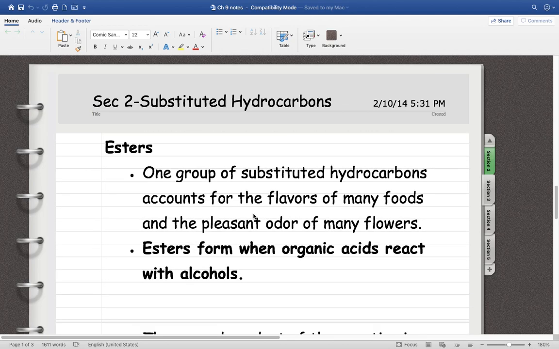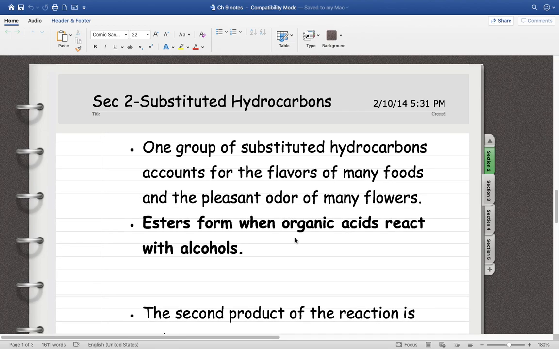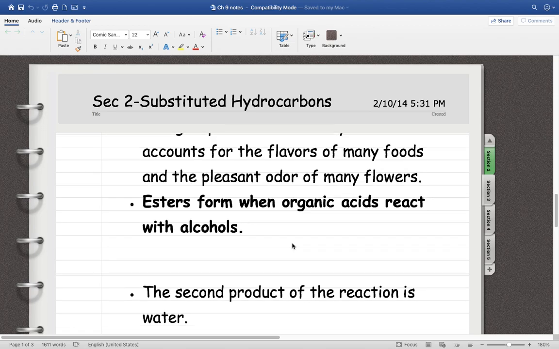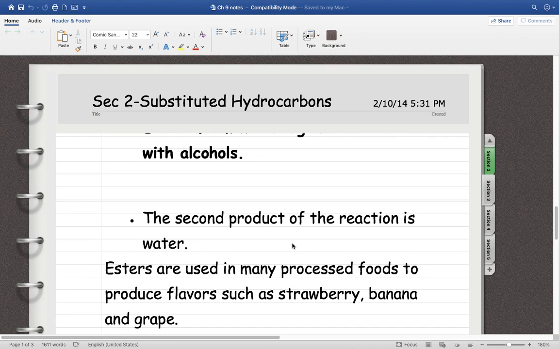And then esters. You're going to be very familiar with esters. So one group of substituted hydrocarbons accounts for the flavors of many foods and the pleasant odors of many flowers. Esters form when organic acids, something with a COOH or a carboxyl, react with an alcohol. Okay? So if you take an organic acid, something that has COOH in it, and an alcohol, that's something that has a hydroxyl, an OH, it's going to react to make an ester and water. That is in your book. You're going to have to look at your book.